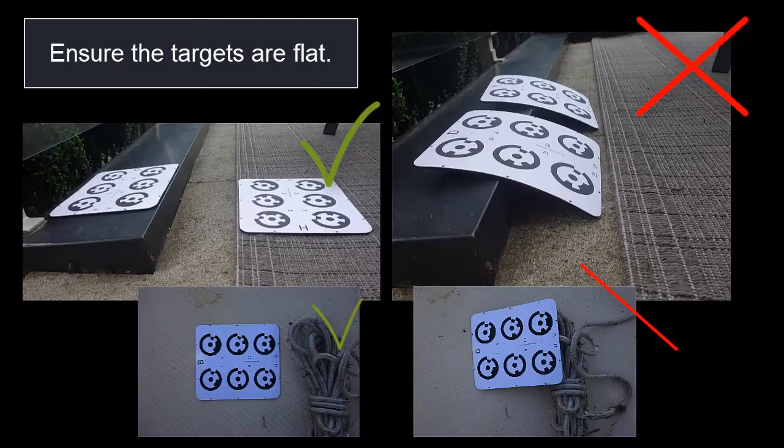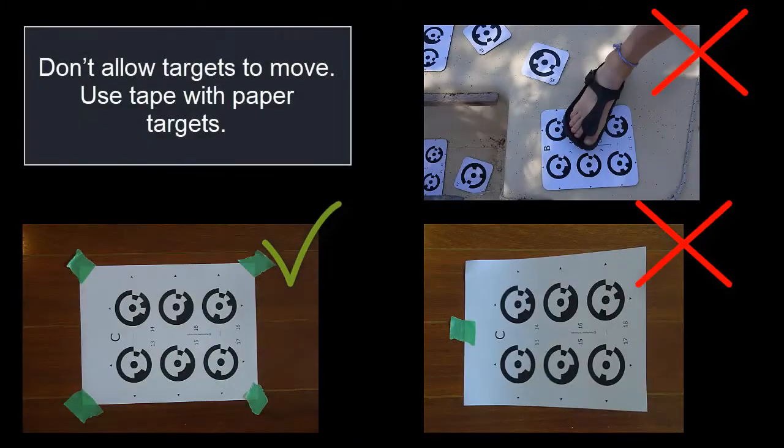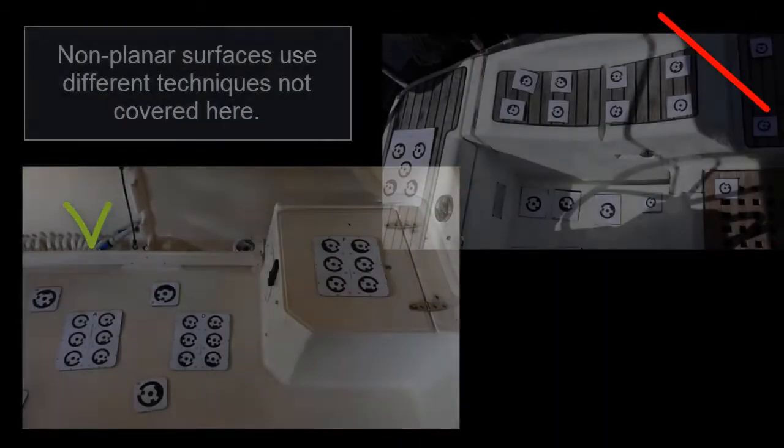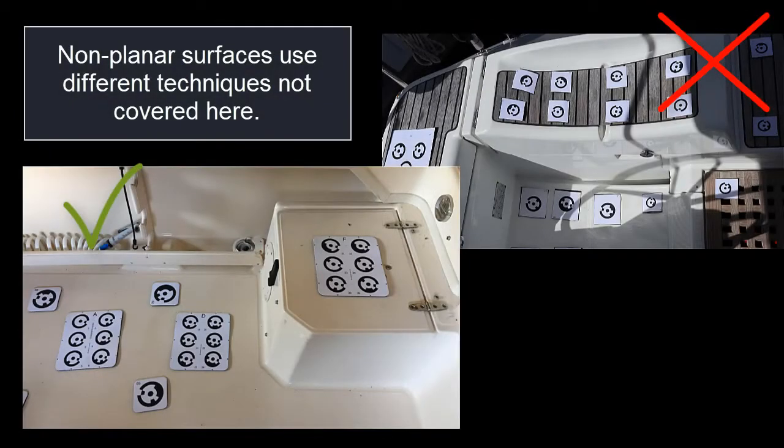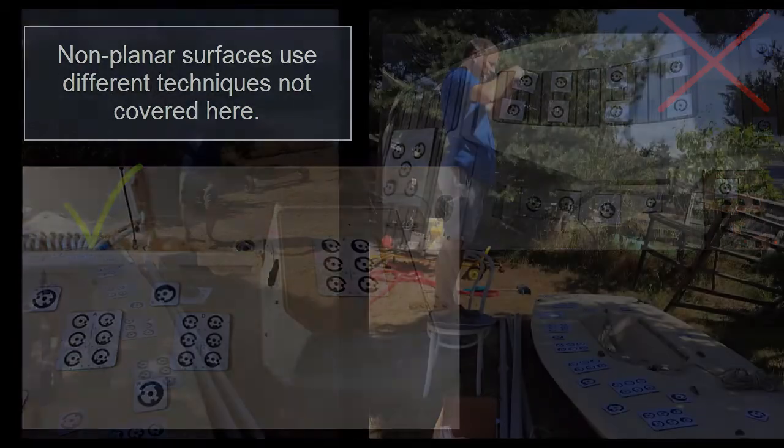Ensure the targets are flat. Make sure the targets do not move between photos. If using paper targets, tape down all 4 corners. This video covers flat panels. Curved and non-planar surfaces use different techniques that are not covered here.